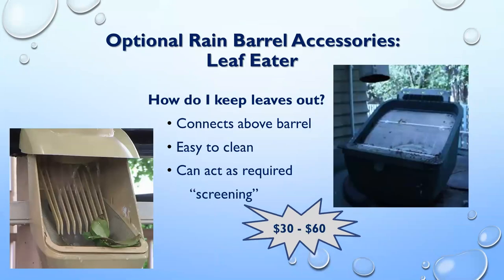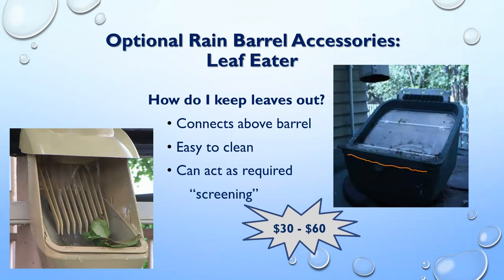The next one we're going to talk about is a leaf eater. There's a couple different styles, and they can range from about $30 to $60. These are always going to connect between your downspout and your barrel, so above your barrel. They're really easy to clean. You can see in this picture, this just pops off.